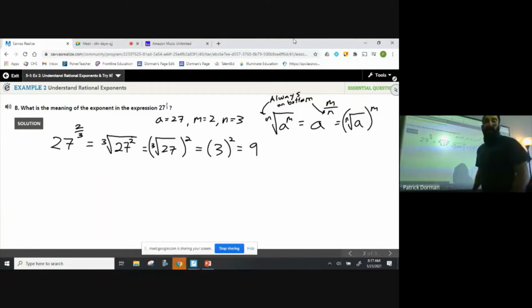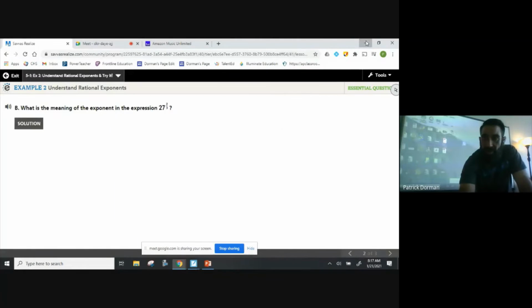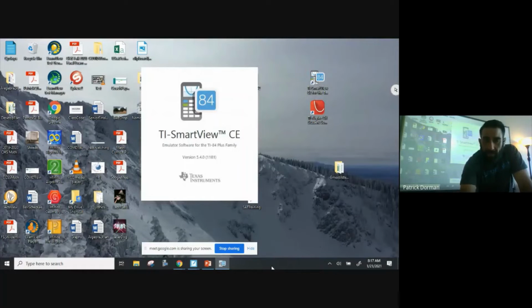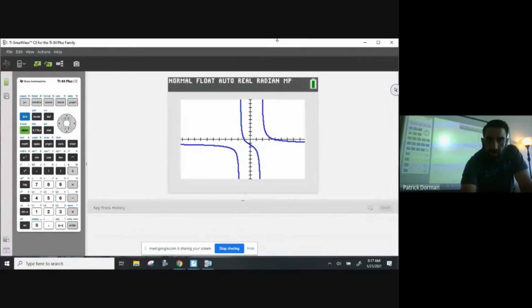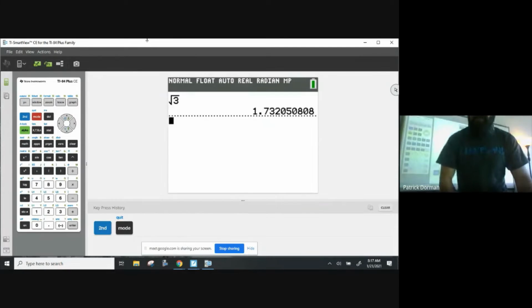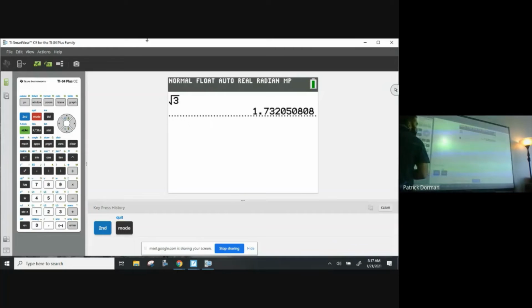But let's go ahead and get out our handy dandy calculators and let's see how we enter these things if you needed to. So, I was calculating the cube root of 3 in our last, or the square root of 3. Okay.